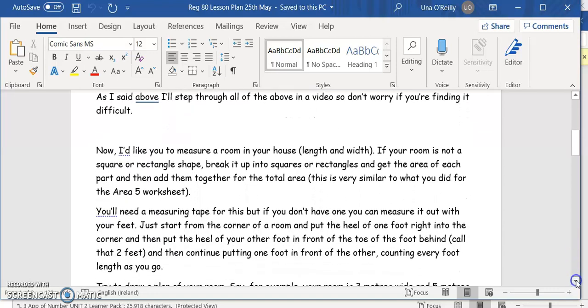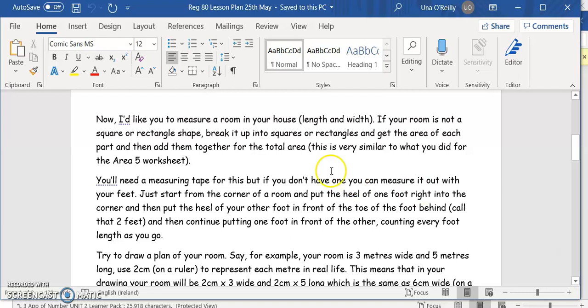We step through that. Now, what I'd like you to do is I want you to measure a room in your house, the length and the width. If your room is not a square or a rectangle shape, just break it up into squares or rectangles and get the area of each part and then add them together for the total area. It's very similar to what you're doing for the Area 5 worksheet. I didn't send you the answer sheets to Area 4, I think it's Area 3 and Area 5 worksheets you have. I will send them to you in email so you have them.